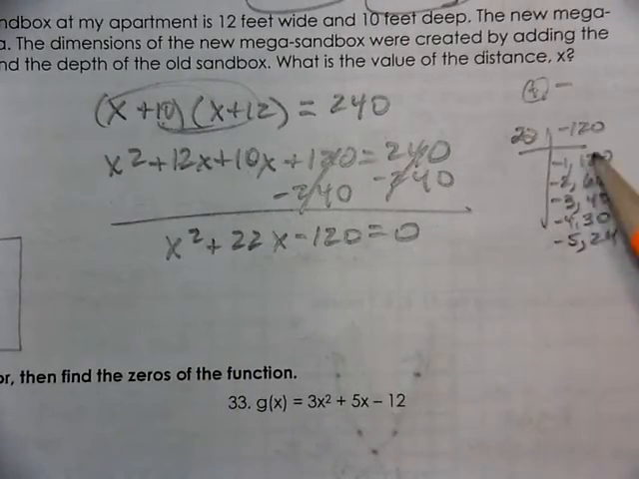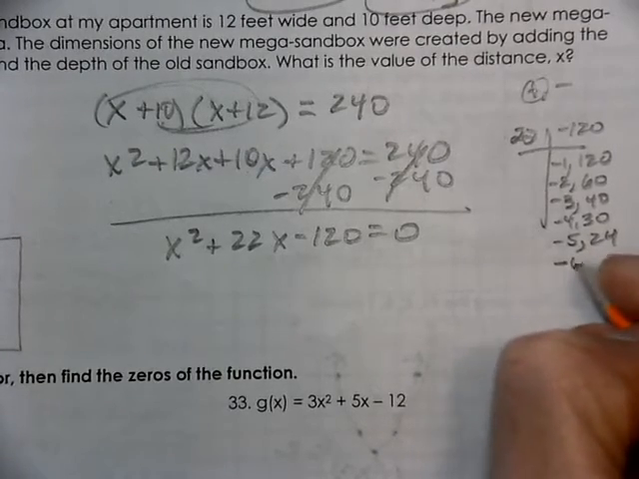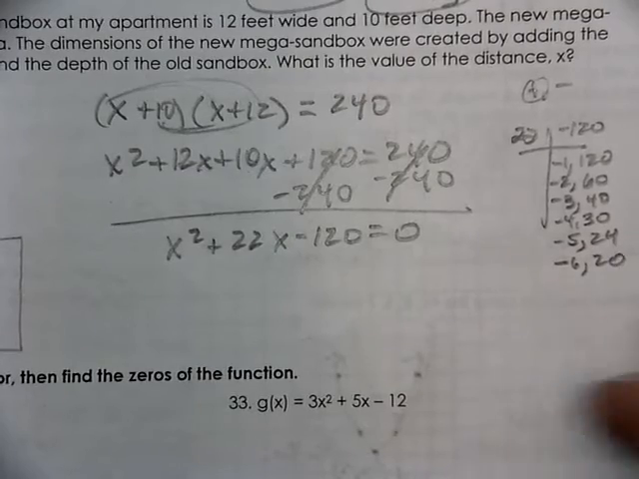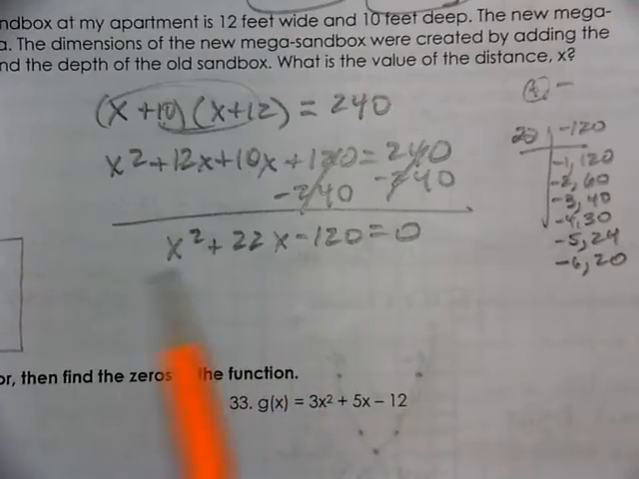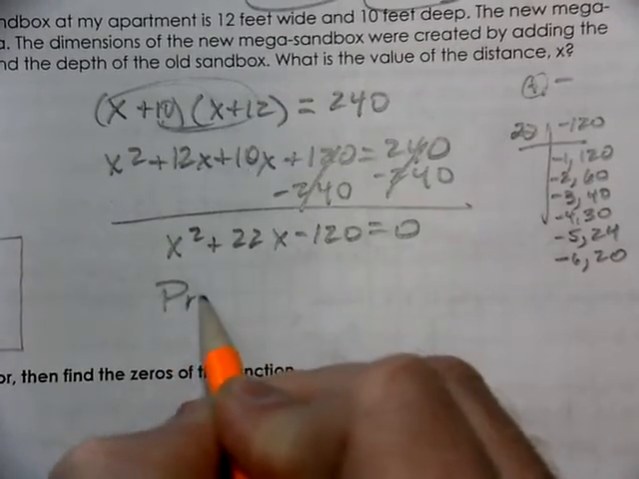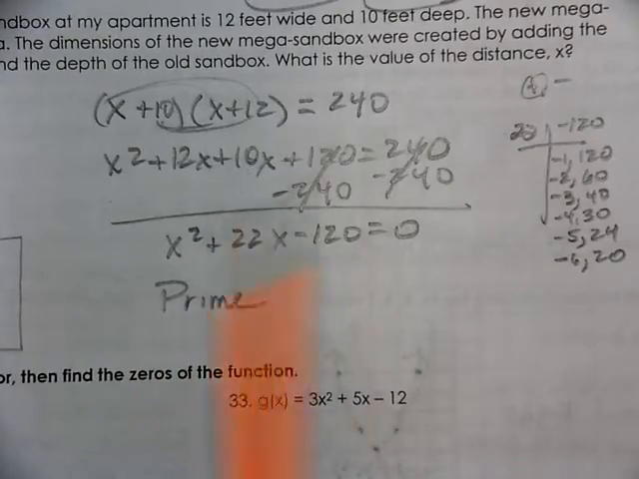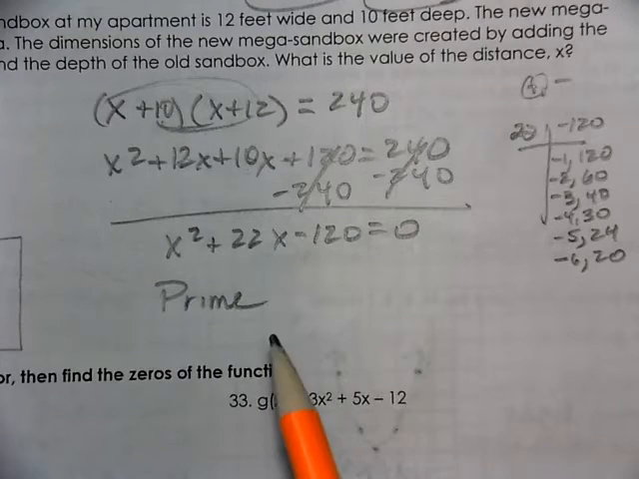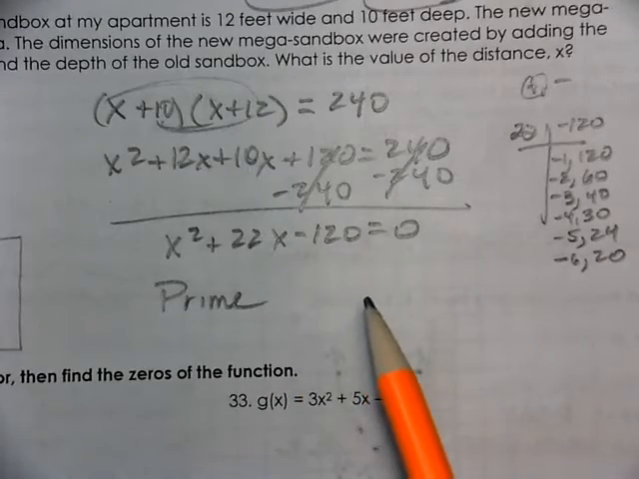As we look to our different factors, we see that nothing here is adding. We have negative 6 and 20. None of these are adding to be a positive 22. So this is actually prime. We wouldn't be able to solve the problem using factoring. It's not factorable. The quadratic formula would be used to solve this, not factoring. We'll pick that up at a later date.